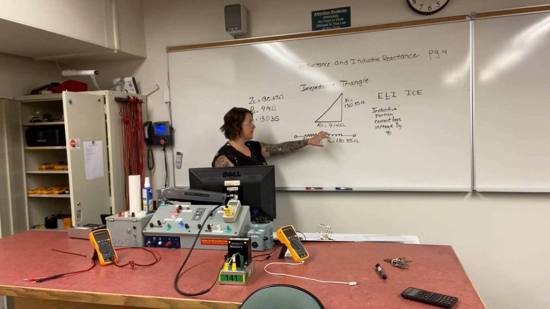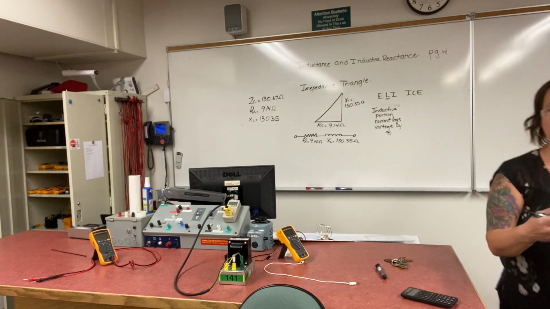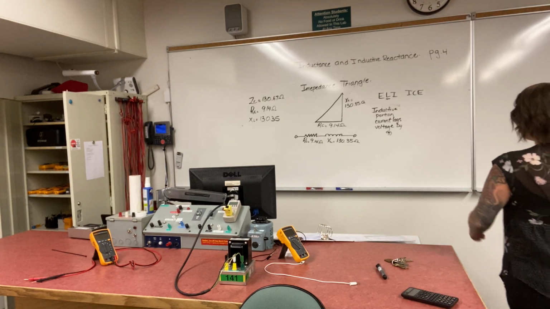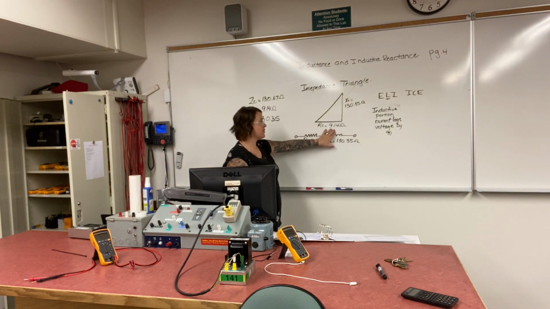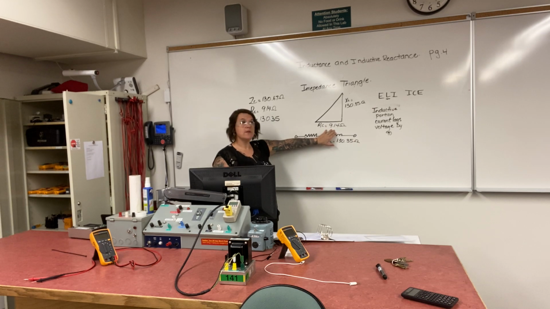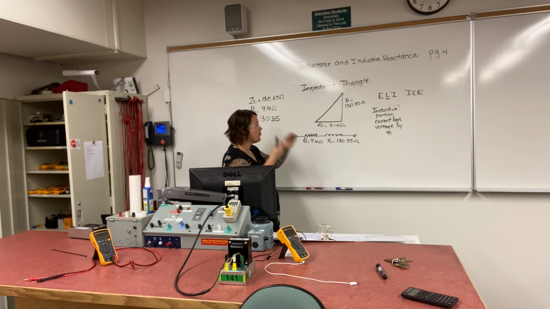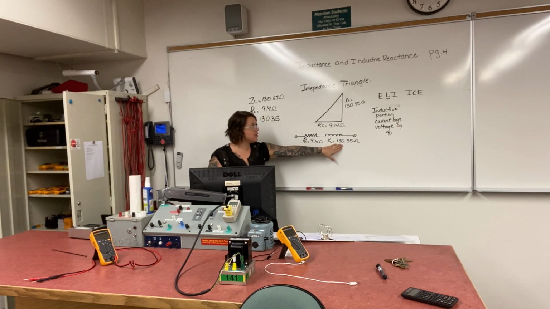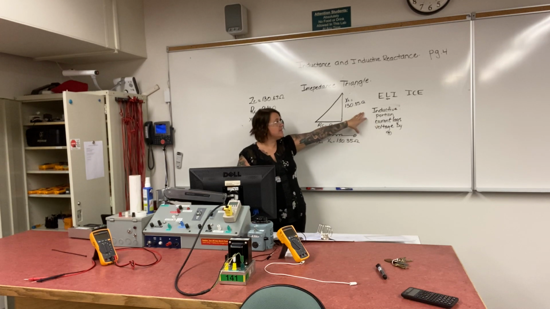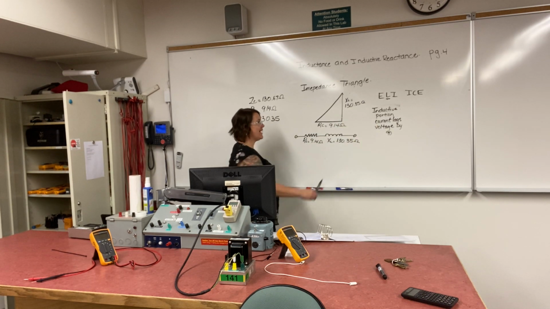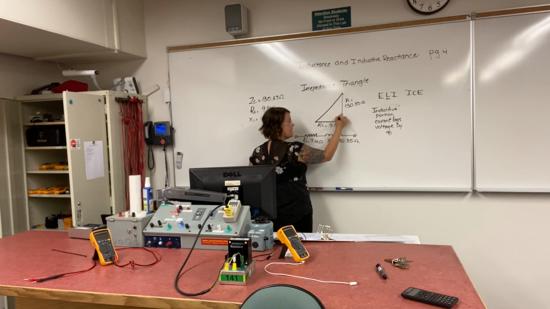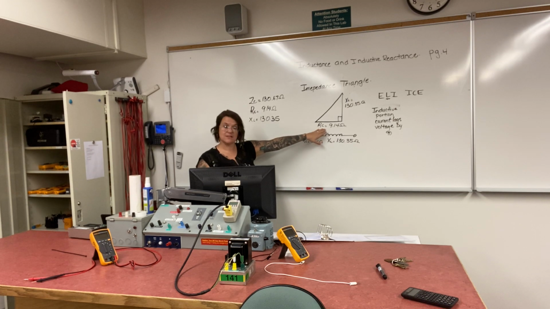So my resistive portion of my coil is considered in phase at 0 degrees. Hopefully this is still recording, because I'm losing battery here. So my in-phase portion is at 0 degrees. That means in phase, so current and voltage are rising and falling in sync with each other at the same time, at the same rate. The inductive reactance portion, ELI is our acronym. Inductive portion, current is lagging our voltage by 90 degrees, and that's indicated by its position on the impedance triangle. It's 90 degrees out of phase with our resistive portion.